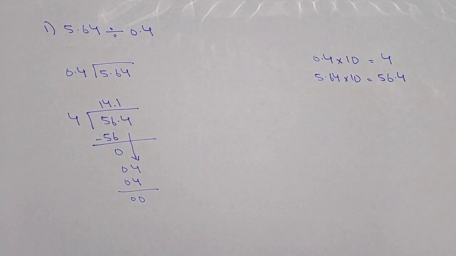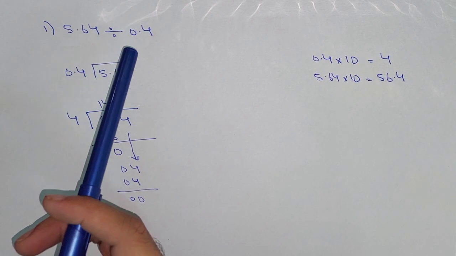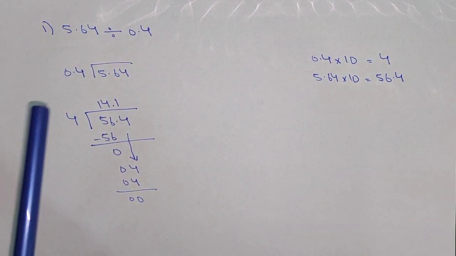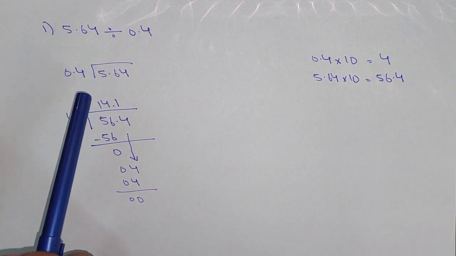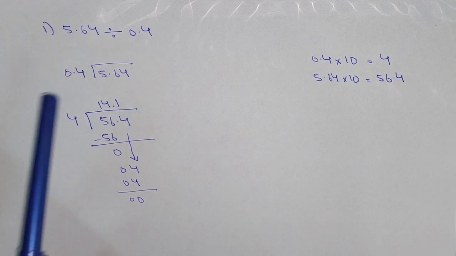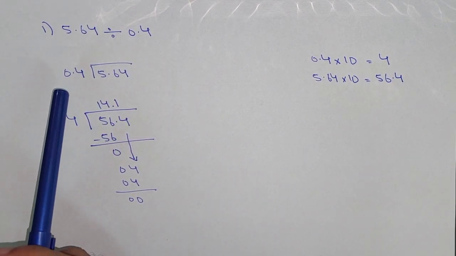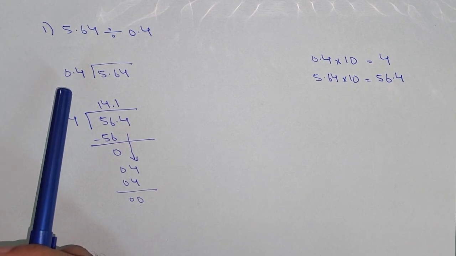In this video we will learn how to divide a decimal by a decimal. Suppose here we have a question, 5.64 divided by 0.4. So we will place 0.4 outside and 5.64 inside. First of all, we have to make 0.4 a whole number. So how can we make it a whole number?